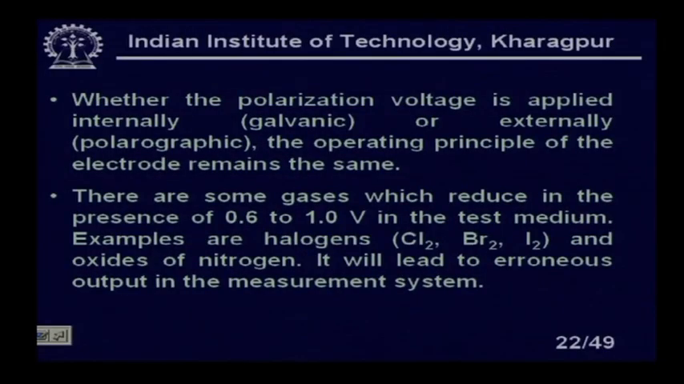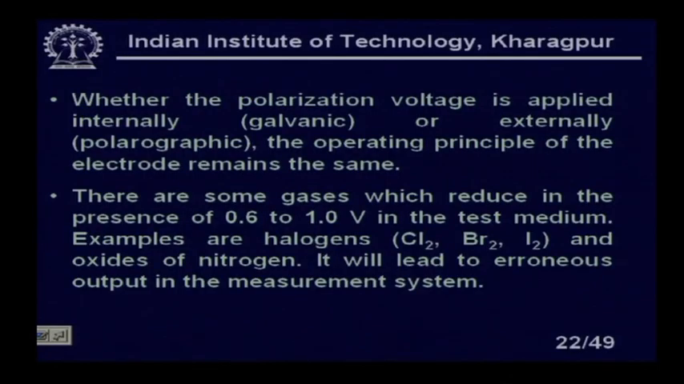There are some gases which reduce in the presence of 0.6 to 1 volt in the test medium. Examples are halogens, which are chlorine, bromine and iodine, and oxides of nitrogen. It will lead to erroneous output in the measurement systems. Okay? So, you have to be very careful if you have the presence of this type of gas in the liquid where we are interested to measure the dissolved oxygen.